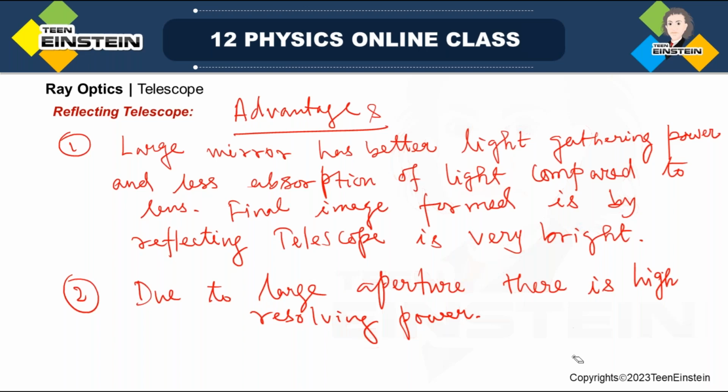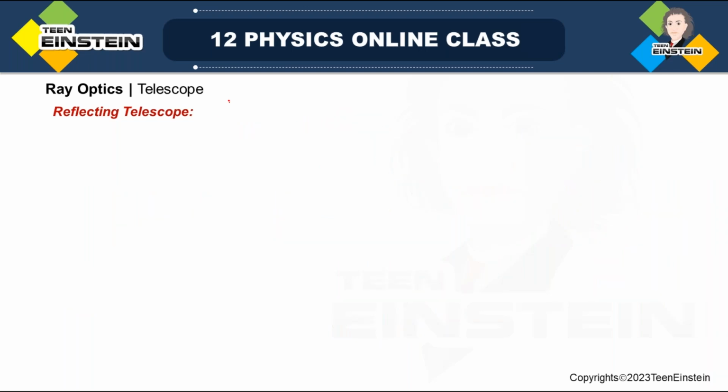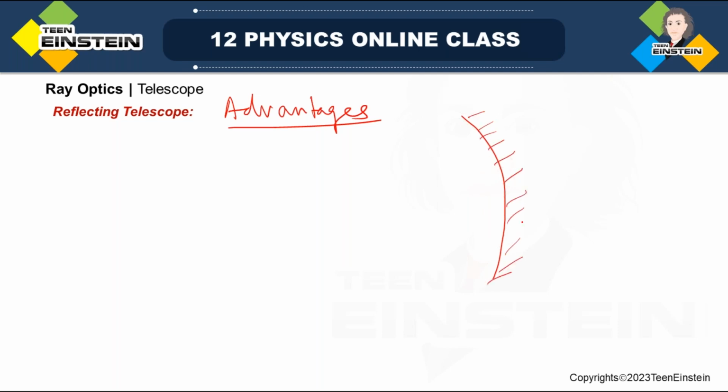In case of a mirror, you require grinding and polishing of only one surface. Making a lens is very tough, whereas you can just take some spherical or parabolic thing and polish one surface. That is enough to give you a better quality mirror.